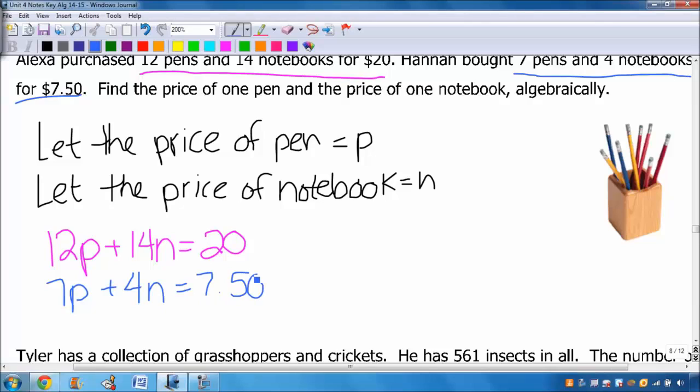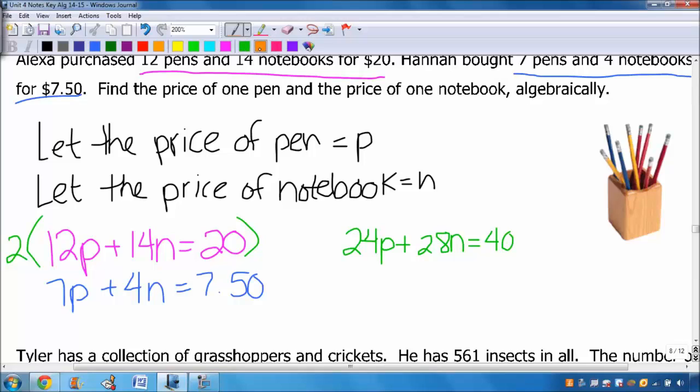Now you can use substitution or elimination to solve this problem. For me, I don't think substitution is easy, only because to isolate a variable, I'm going to have fractions or decimals, and I'm going to try to avoid it. So instead, I'm going to use elimination, okay? And I think I'm going to eliminate the n's, because I can change 14n and 4n both into 28n. So I'm going to multiply the top equation by 2. And I end up getting 24p plus 28n equals 40, okay?